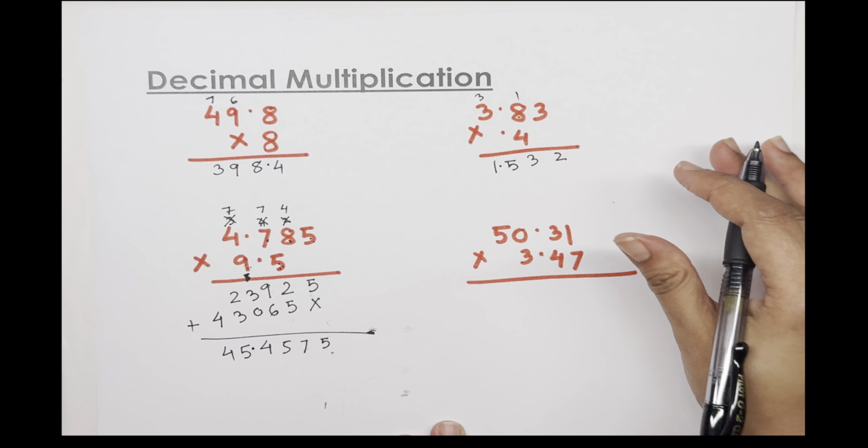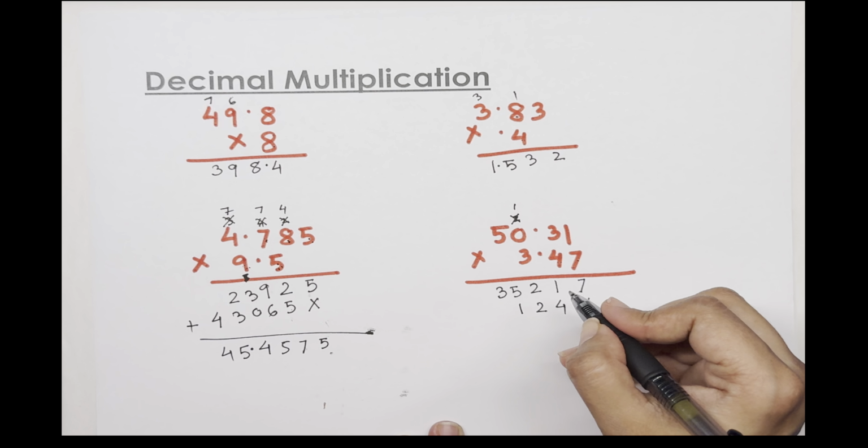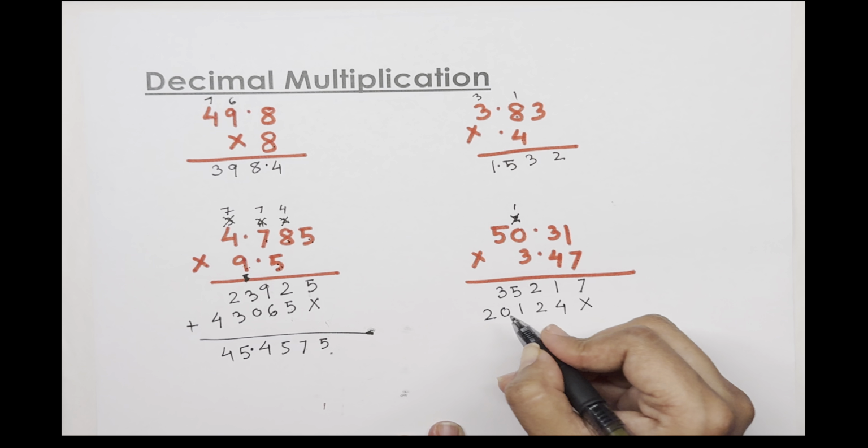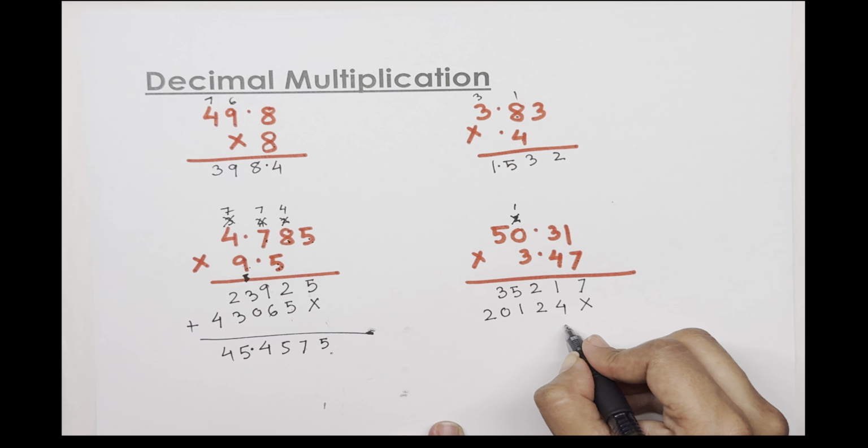To avoid the mistake, let's start multiplying 4 times 1. 4 times 1 is 4. 4 times 3 is 12. 1 on top, 2 on bottom. 4 times 0 is 0. 0 plus 1 is 1. 4 times 5 is 20. We are not going to write this part. Put a cross. To avoid mistake, I cross the top one too. Let's multiply 3 times 1. 3 times 1 is 3. 3 times 3 is 9. 3 times 0 is 0. 3 times 5 is 15.